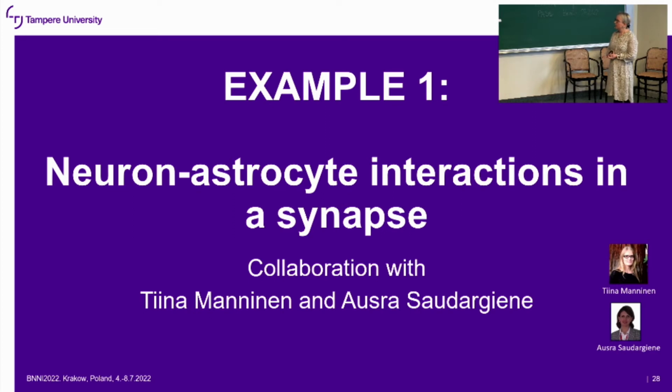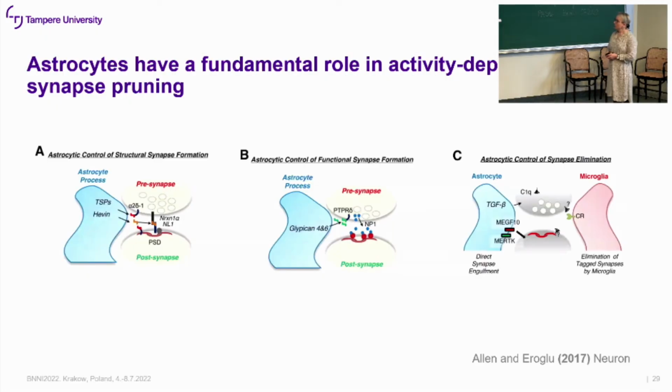This first example is about neuron-astrocyte interactions in synapses, and this is a collaboration with Tiina Manninen and Ausa Saudarkiene. We learned at the beginning of the lecture that astrocytes have a fundamental role in activity-dependent synapse pruning. They control structural synapse formation, functional synapse formation, and synapse elimination. Microglia are also important there, but we don't go into it at this point. This is work from Allen and Eroglu and many others, and it has been known for decades.